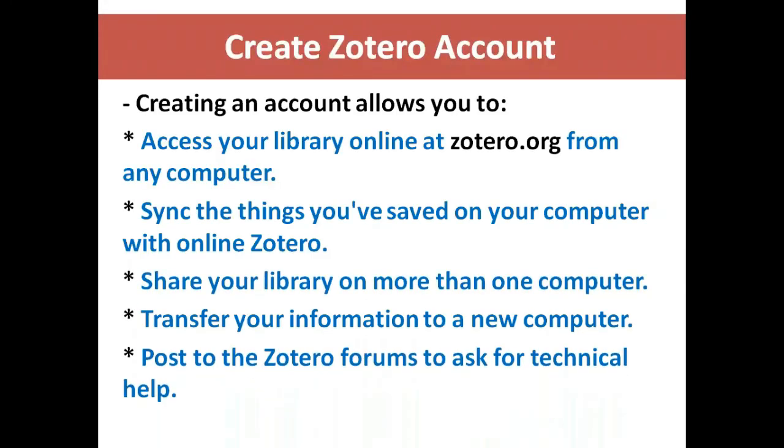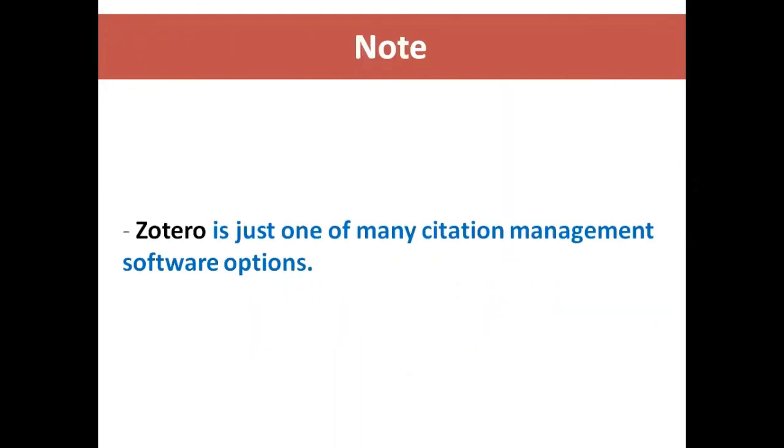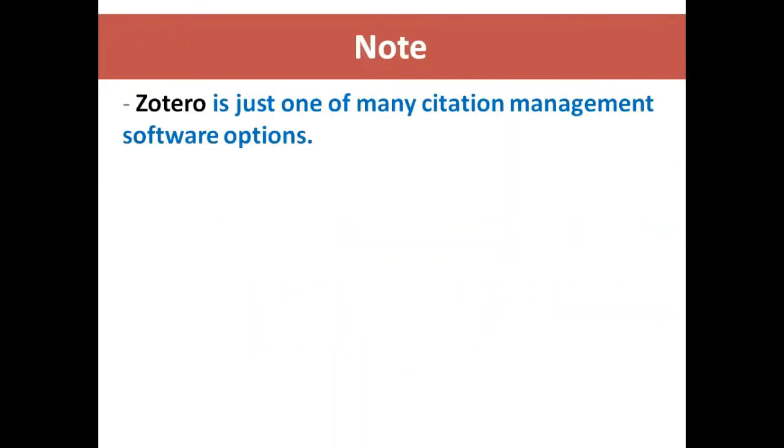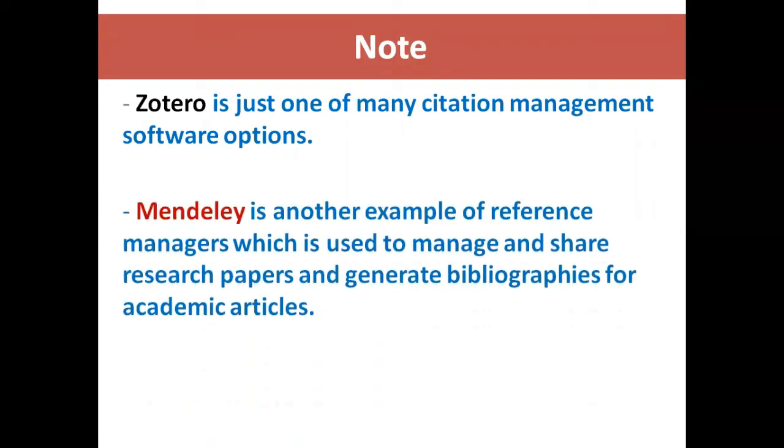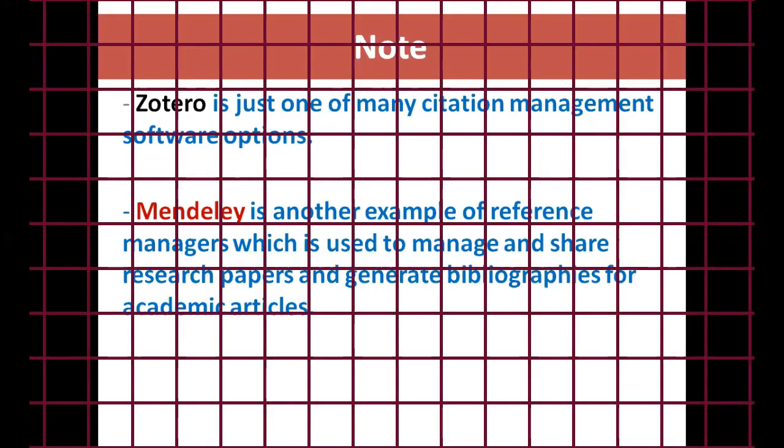And of course, Zotero is not the only reference manager. Zotero is just one of many citation management software options. Another example is Mendeley, which is used to manage and share research papers and generate bibliographies for academic articles. There are slight differences between the two, but basically they do the same.